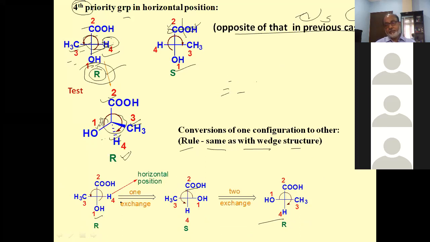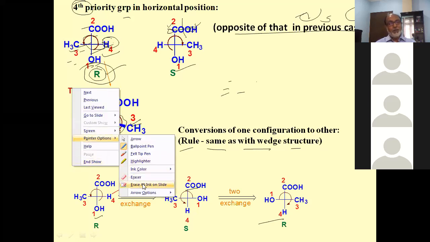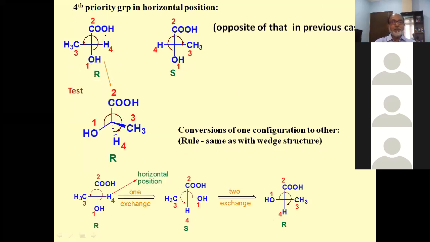Sir, in this page, the first one, why it is R? Can you repeat it? In this first one. This is what we say. If four priority group in the horizontal position, whatever rotation we are getting, we are doing mechanically using a rule which we have proposed. 1, 2, 3 rotation is what? Anti-clockwise, right? If you get anti-clockwise, in actual case it was S, but it is not S, it is opposite of that. So it gets R.